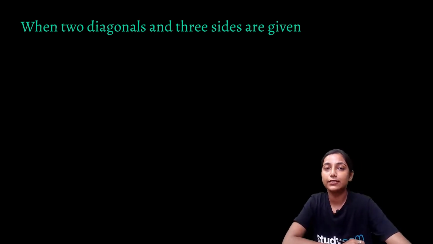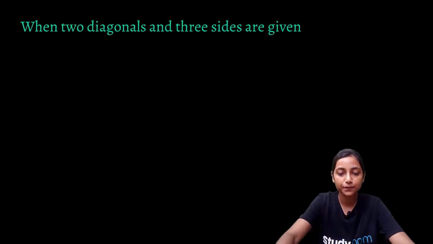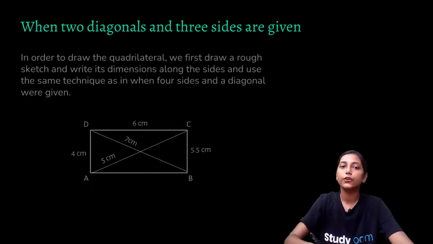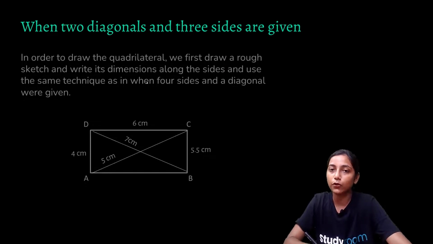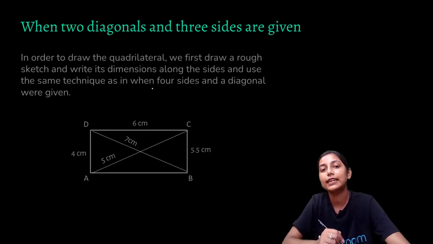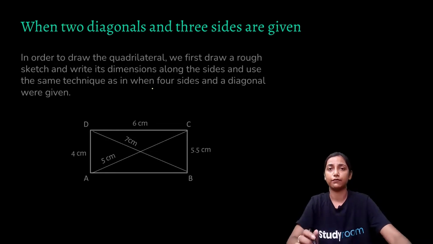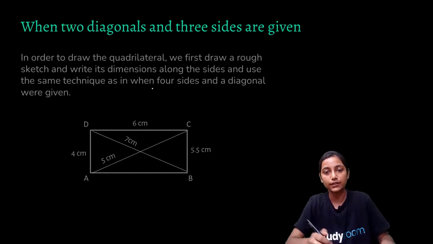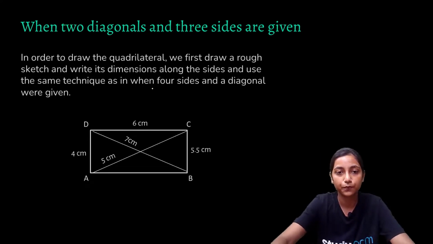Another combination is when 2 diagonals and 3 sides are given to us. So again, find measurements. That is, now we have 3 sides but 2 diagonals with us. In order to draw the quadrilateral, what do we do? We first draw a rough sketch, write its dimensions along the sides and use the same technique as when 4 sides and a diagonal are given. So we are again going to use the same technique that we earlier used when 4 sides and a diagonal was given to us in this case also.